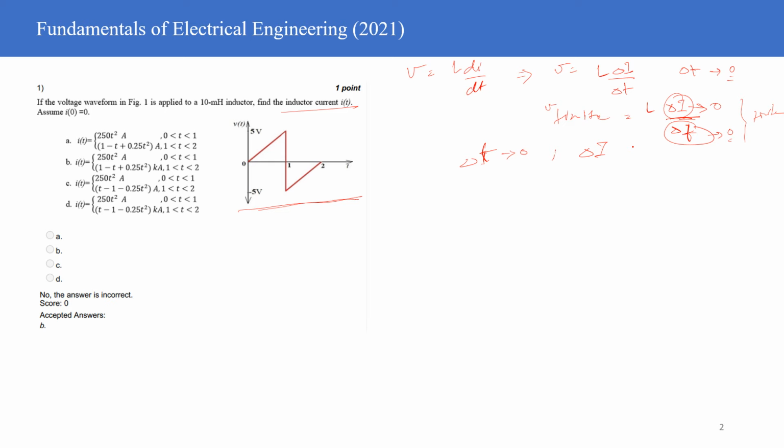If delta I is non-zero and delta t is tending to 0, that will imply that the applied V is infinite. Now this cannot be a practical scenario. Mathematically yes, but practically it has to be a no.